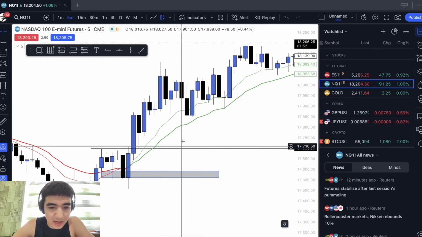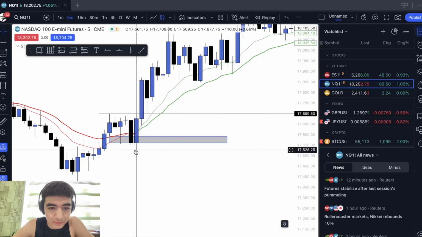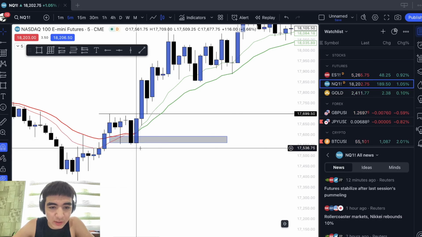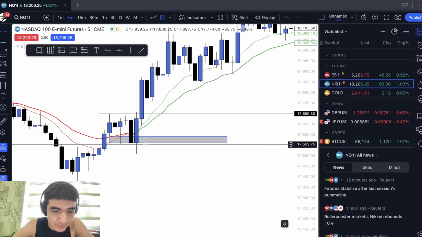NASDAQ at that time, so 10 minutes before that, NASDAQ already took the liquidity and it took it all the way down to here. And I was looking for longs because NASDAQ already took liquidity, and whenever we take liquidity to the downside, we can only go up. So I was looking for some TPs that we can hit and a good position where to enter.